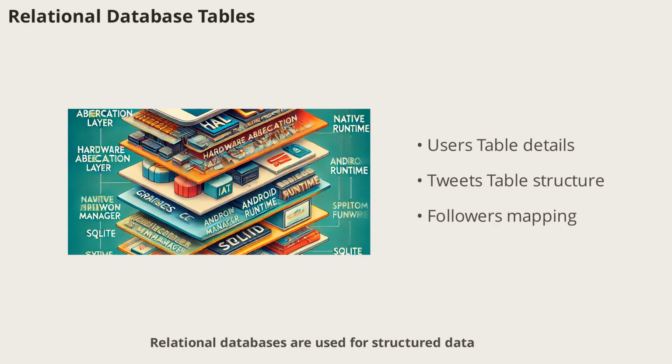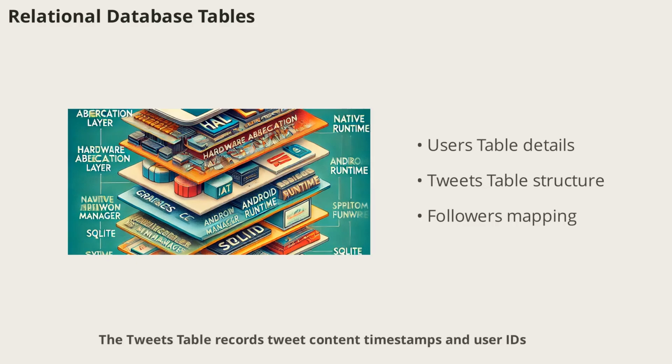Relational databases are used for structured data. The users table stores user information such as ID, name, and email. The tweets table records tweet content, timestamps, and user IDs. The followers table maps follower relationships, enabling the social graph. These tables are designed for consistency and efficient querying, forming the backbone of user and tweet management.